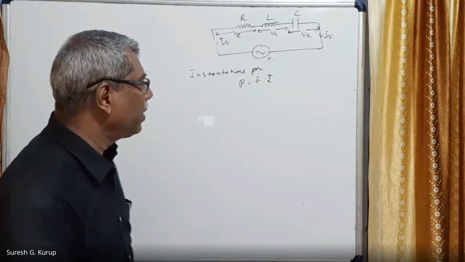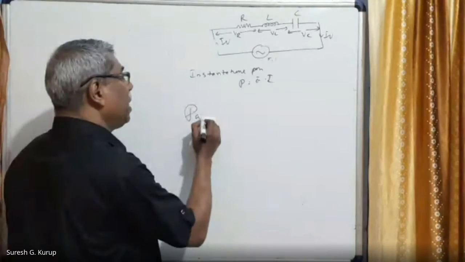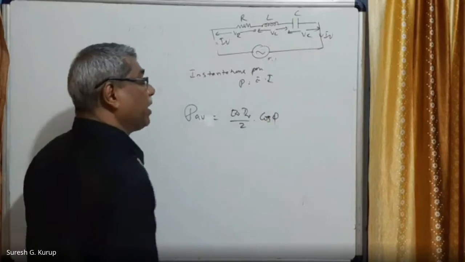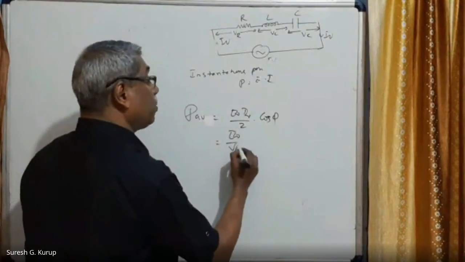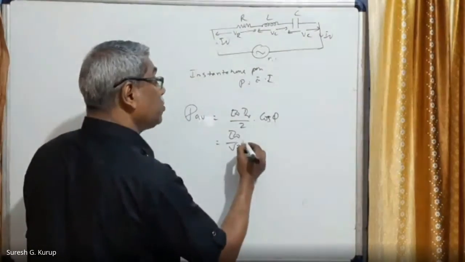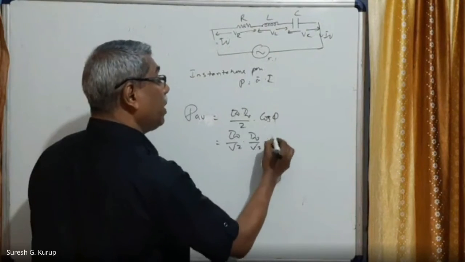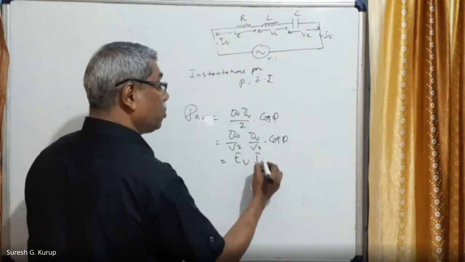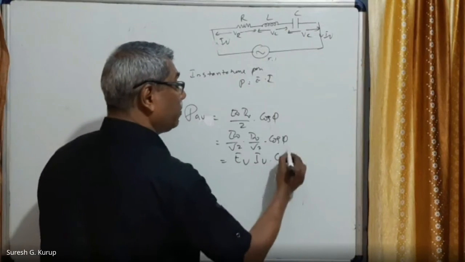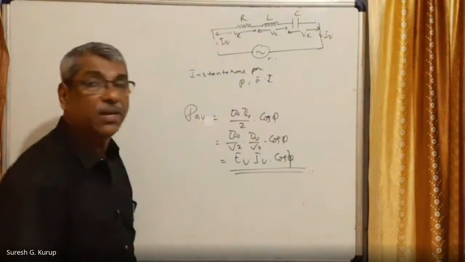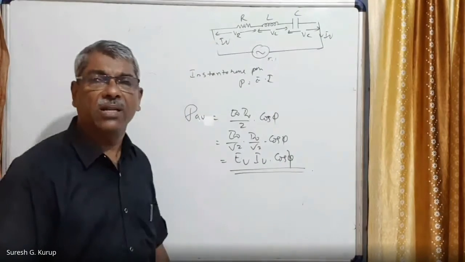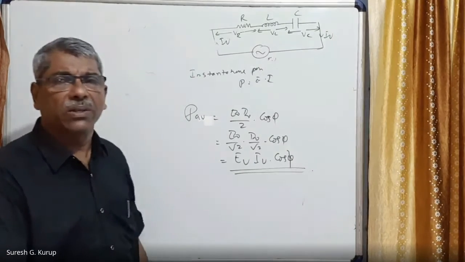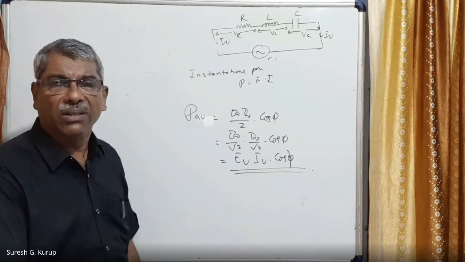When the average value of power is calculated for a full cycle, the cosine term turns out to be 0. So P average is equal to E0 I0 by 2 into cos phi. This is equal to E0 by root 2 into I0 by root 2 into cos phi. E0 by root 2 is EV and I0 by root 2 is IV, so we get EV IV cos phi. This is the power consumed in the LCR circuit, in all series circuits.